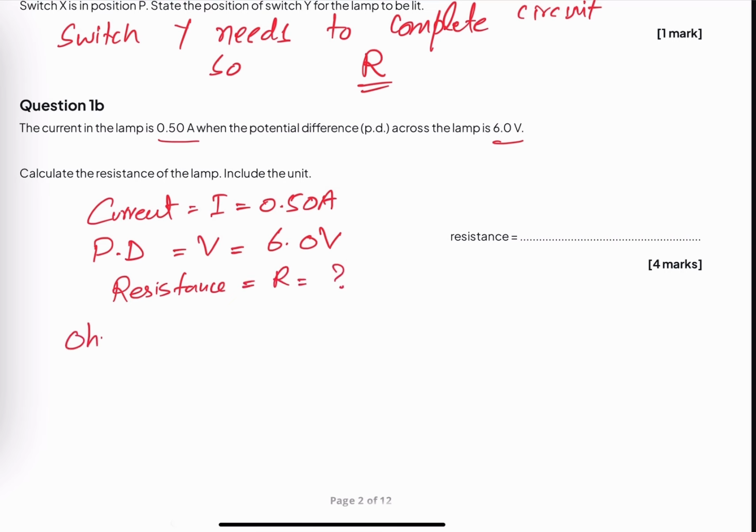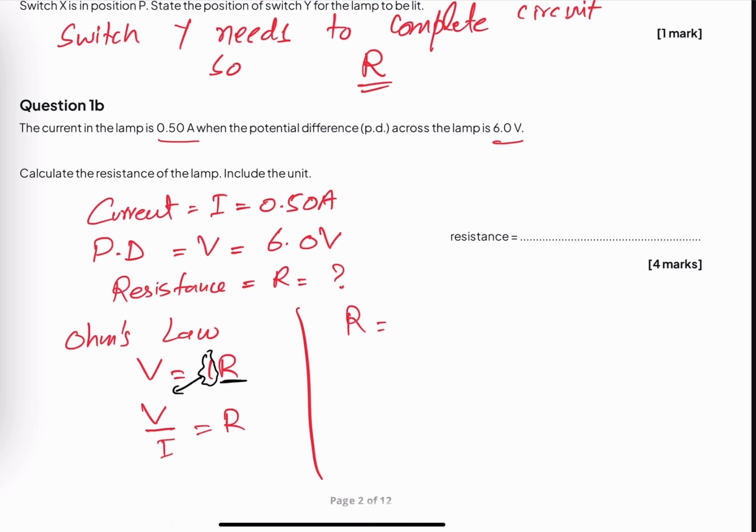We have to use Ohm's law. Ohm's law is V equals IR, as R is needed. So what we have to do, I will go to the left side, so the equation will become V divided by I equals R. Now let's put in the values. R equals V, which is 6, and for I we have 0.5. 6 divided by 0.5 gives you 12, and the unit is ohms. So the answer is 12 ohm resistance.